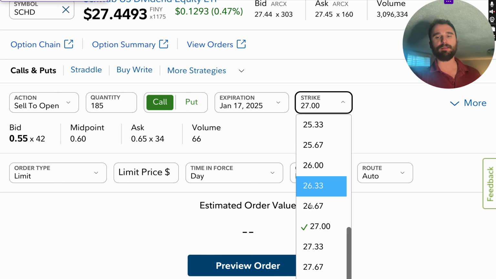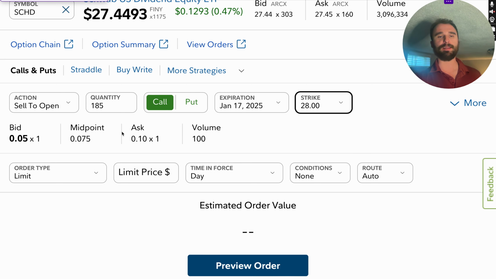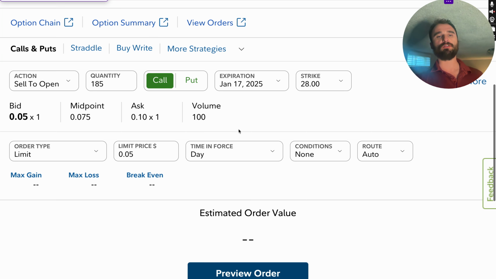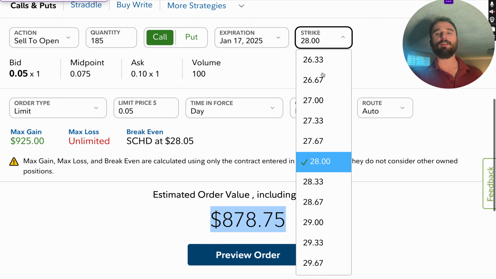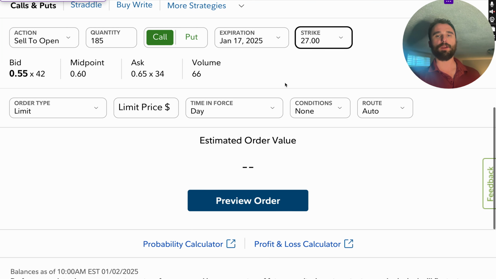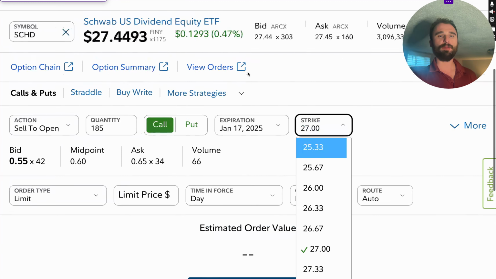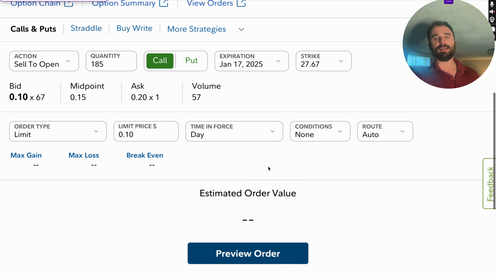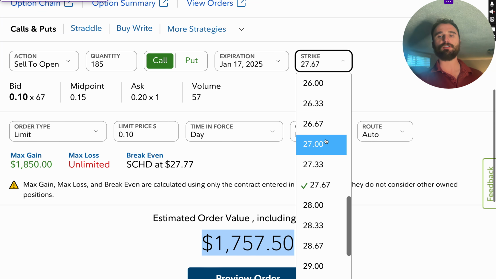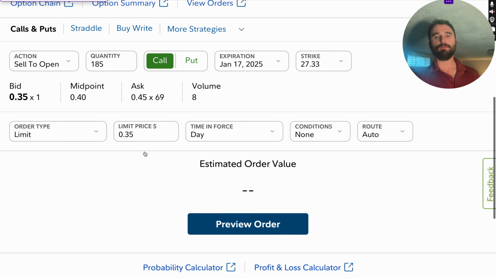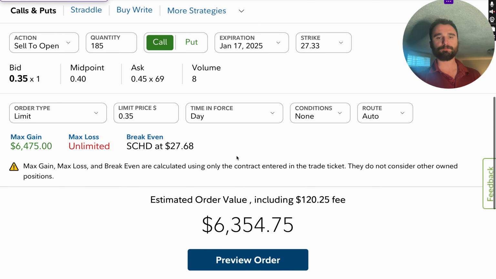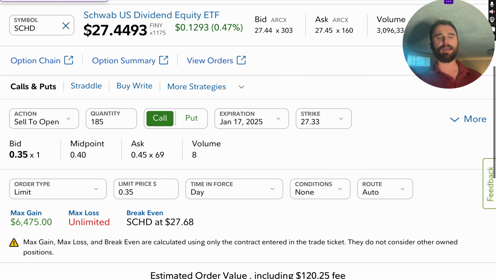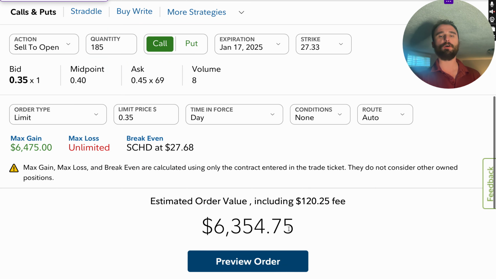And if we take a look at, let's say, the $28 strike, okay, you're only getting 5 cents for this. But let's take a look at the $27 one again. Let's kind of do this in rotation, or even the one a little bit out of the money here. If we look at 27.67, you're back to 10 cents. So, if you go back to 27.33, you take a look at that right there, and it's basically slightly in the money, right? But you can kind of get a feel. I mean, that's $6,000.